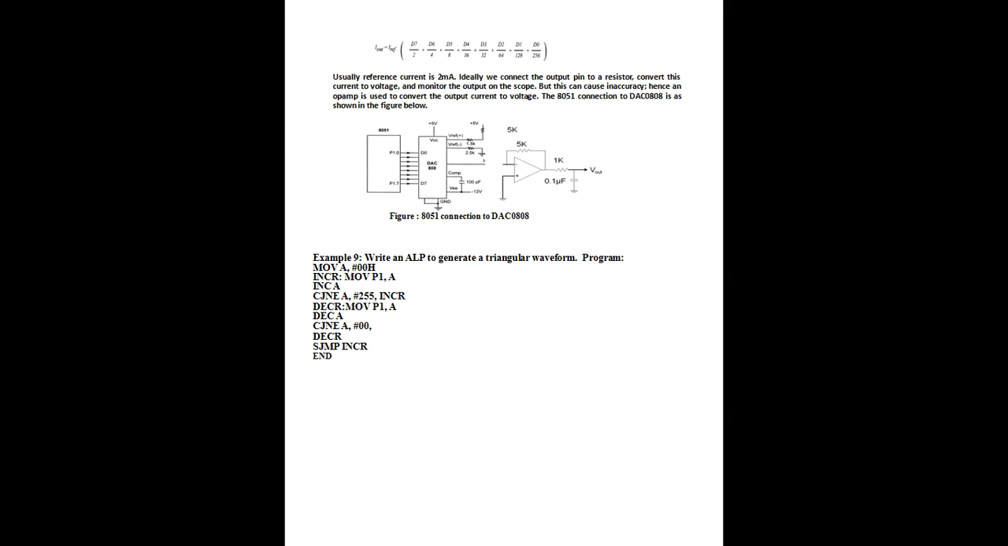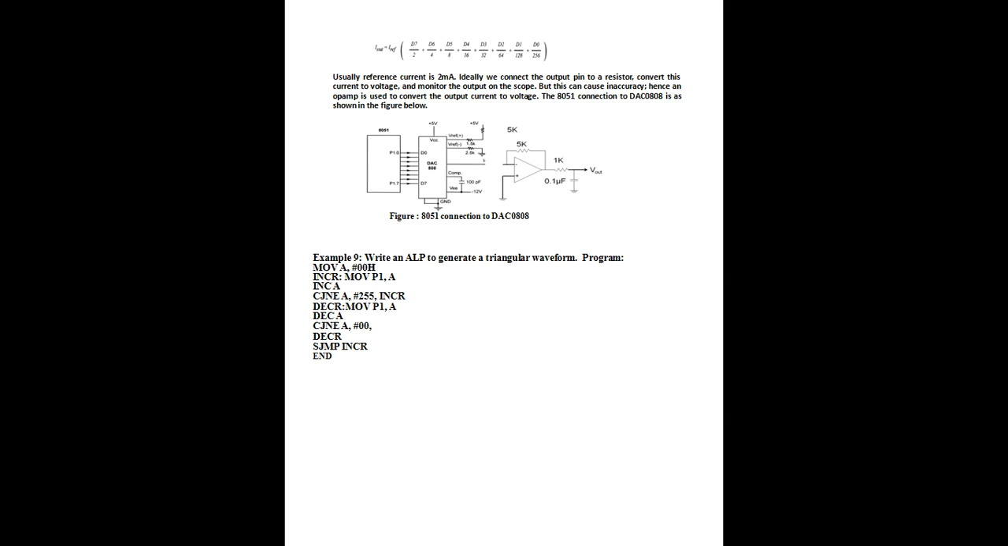Next, MOV P1, A. 0 is sent out to the port. Next, INC A, and 00 becomes 01. CJNE A, #255: after every increment, the value is compared with 255, and until A becomes 255 the loop is going to repeat. So this is the INCR loop. After that comes the decrement, because once it reaches one side, the triangular wave goes from maximum back to 0. That is the way of generating a triangular waveform.